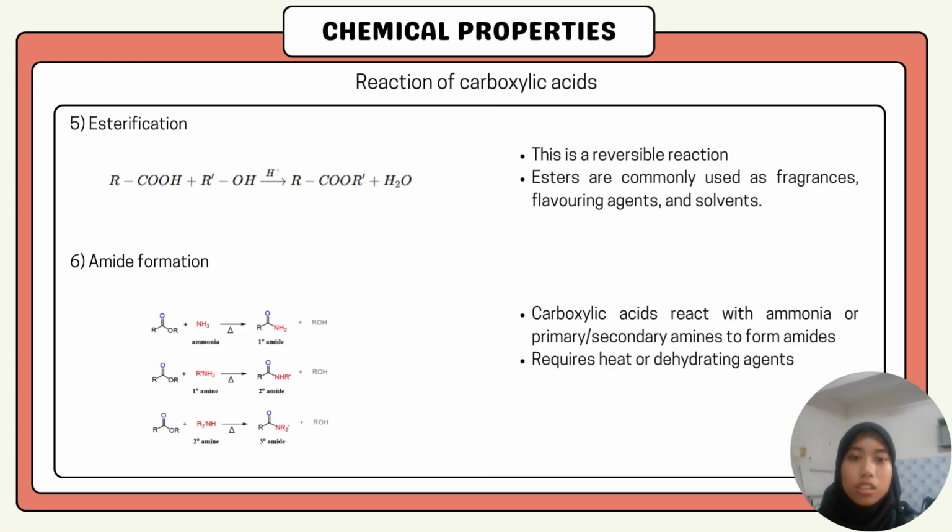The fifth reaction of carboxylic acid is esterification. So, esterification is where carboxylic acid reacts with alcohol in the presence of an acid catalyst to form esters. And this reaction is a reversible reaction. Esters are commonly used as fragrances, flavoring agents, and solvents. And then the last reaction is amide formation. Carboxylic acid reacts with ammonia or primary or secondary amines to form amides. And in this formation, it requires heat or dehydrating agents.